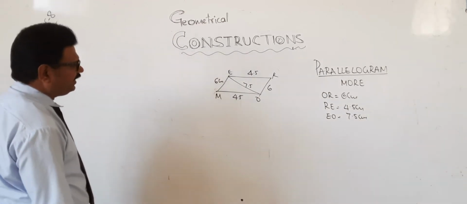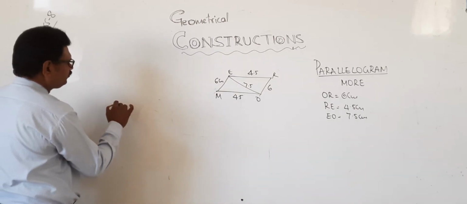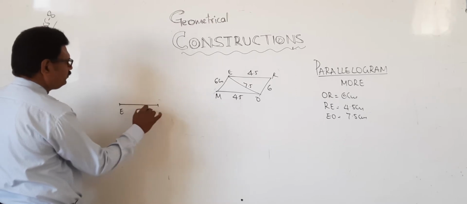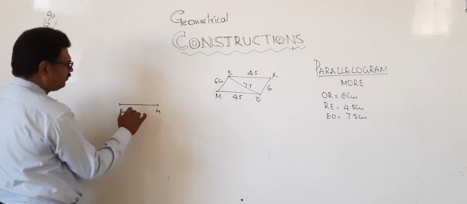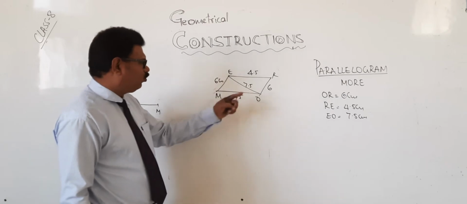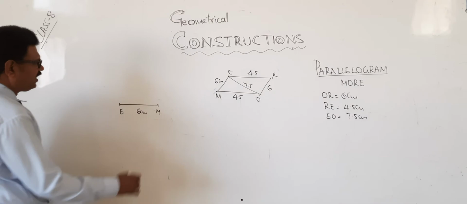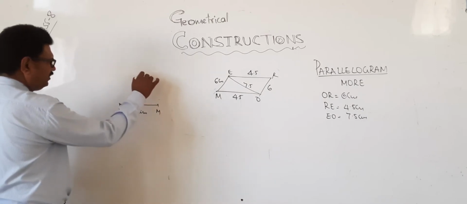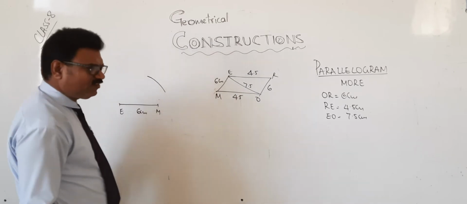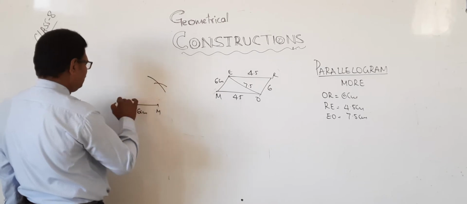You can take anything. I will take EM. How many centimeters is EM? 6 centimeters. Now MO. Or we can take EO. EO, how much will come? It is 7.5, therefore it will come like this. Next MO, how much is there? Yes, 4.5. From here, just draw like this. Now join.